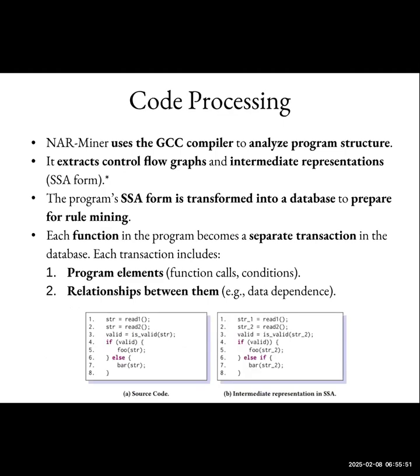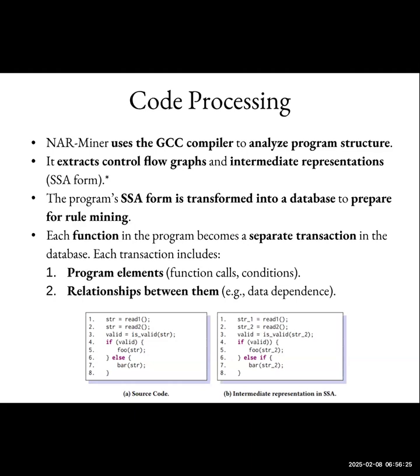Now moving to the next step, which is a code processing step, where NAR-miner uses the GCC compiler to understand the program structure. It extracts the control flow graph and also the intermediate representation. For example, in this image, there's the original source code and then the simplified form, the SSA form, which is used for the data analysis, where it analyzes the dependencies, right?